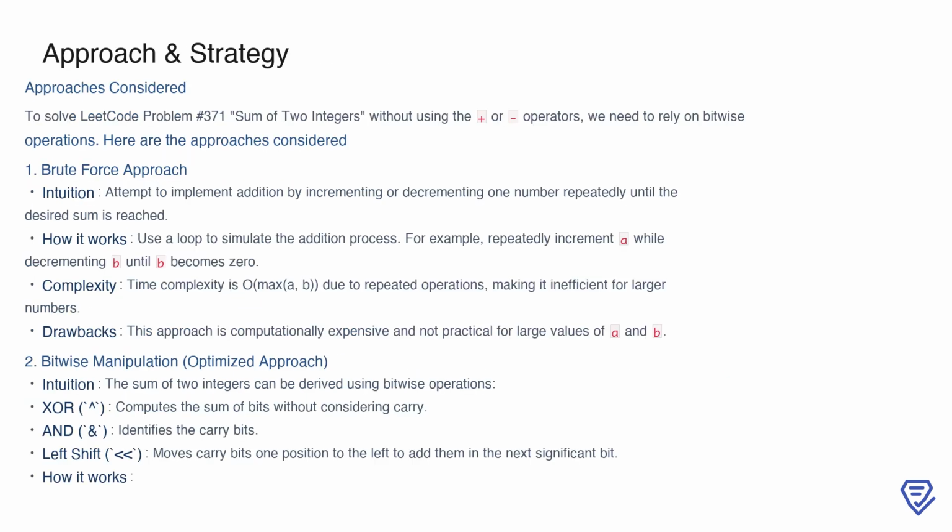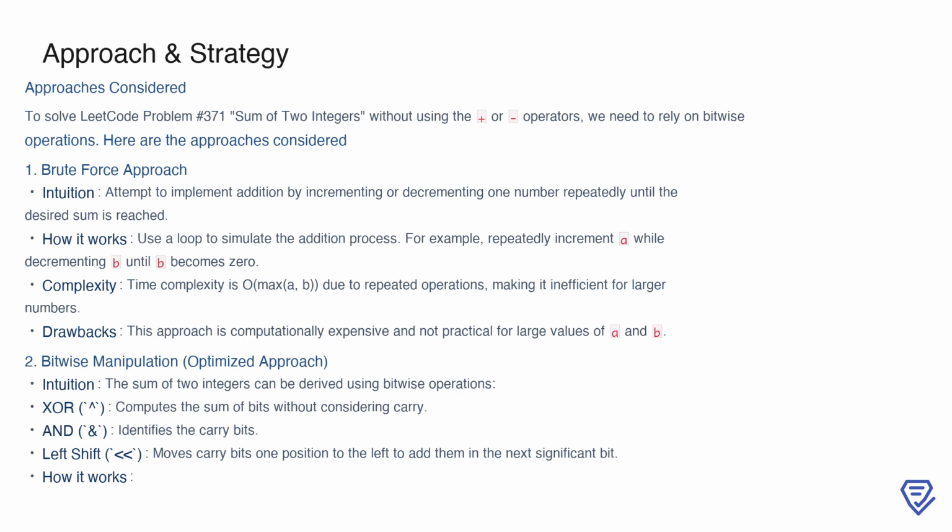To solve the problem of summing two integers without using the plus or minus operators, we considered two approaches. The first is a brute force method, where we simulate addition by repeatedly incrementing one number while decrementing the other until the second number reaches 0. While this approach is straightforward, it's computationally expensive, with a time complexity of O(max(a, b)), which makes it impractical for large inputs. The second approach relies on bitwise manipulation, which is much more efficient.